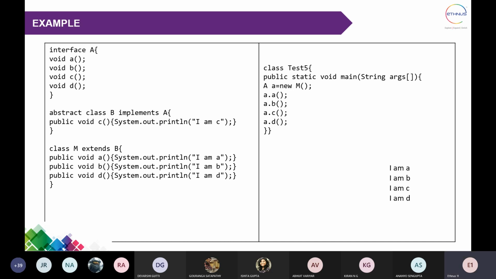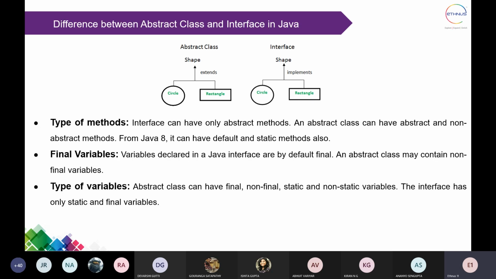I think you should know that an interface can be extended by inheritance classes too. That is also possible. So now let's see what is the actual difference between abstract class and interface in Java. The main thing is that you will be using different syntax.